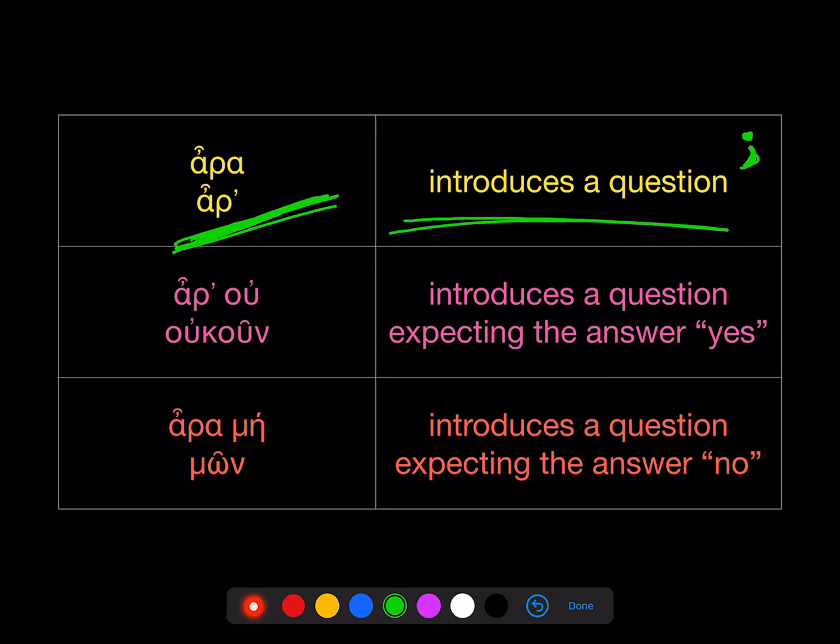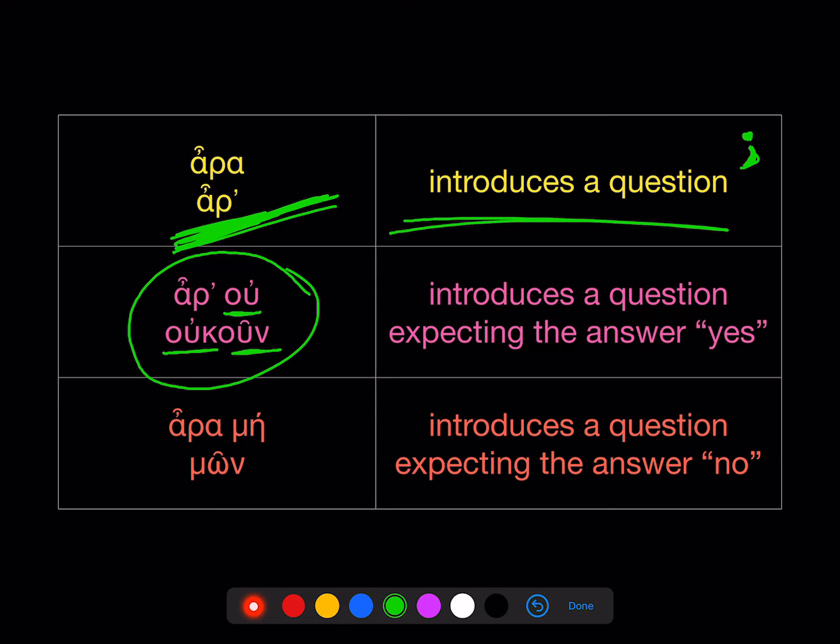If you're asking a direct question and you want the answer to be yes, you remembered to lock the door, didn't you? Right? That wants the answer yes in English. You can use aru or oukoun. So the same ar that you had before, but with an ou, or ouk plus oun. All right. So aru or oukoun expects the answer yes.